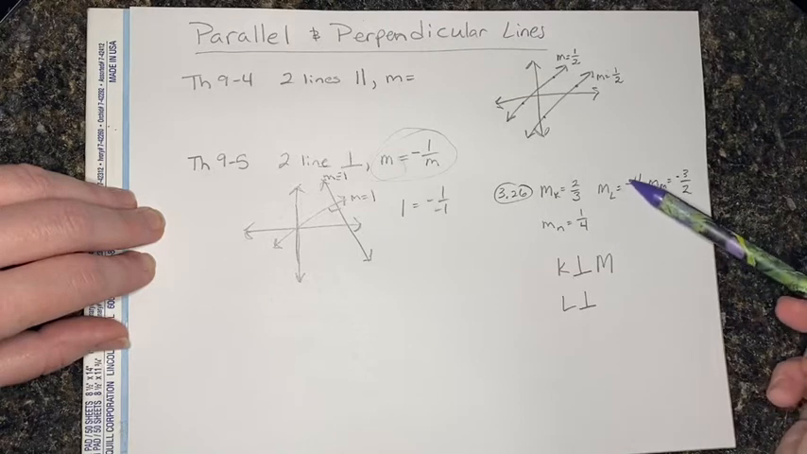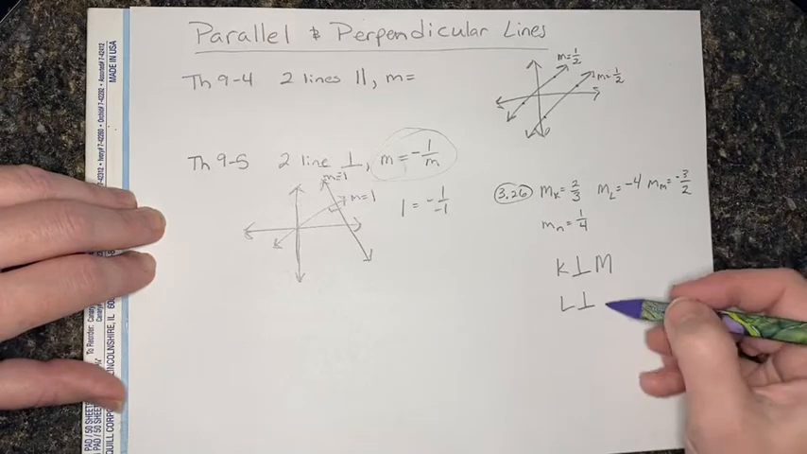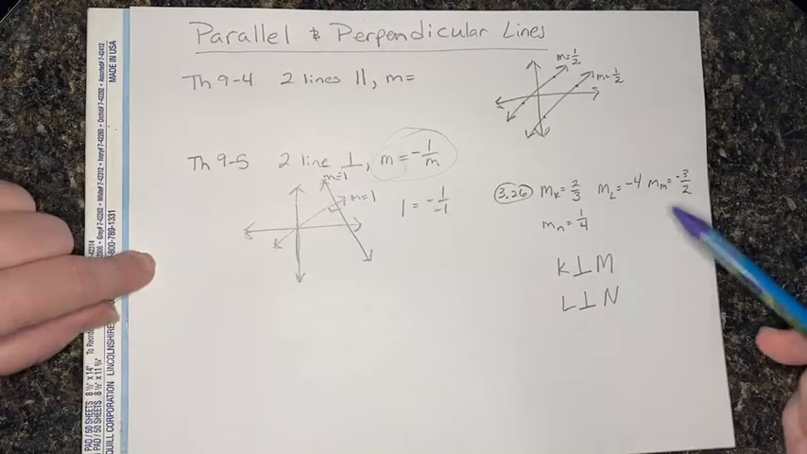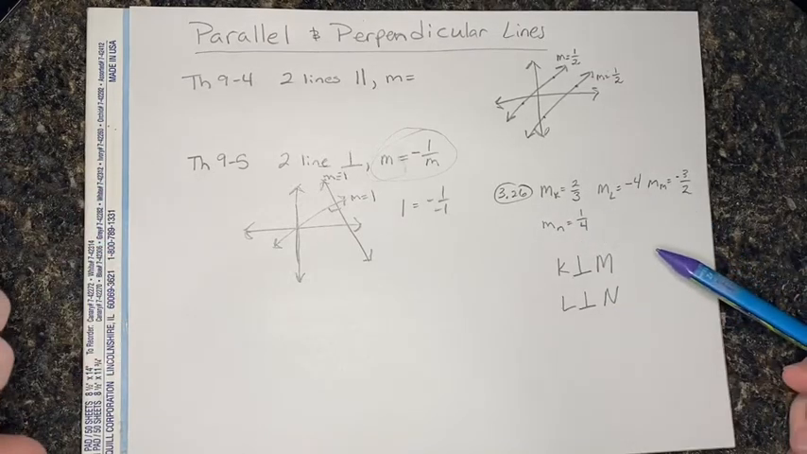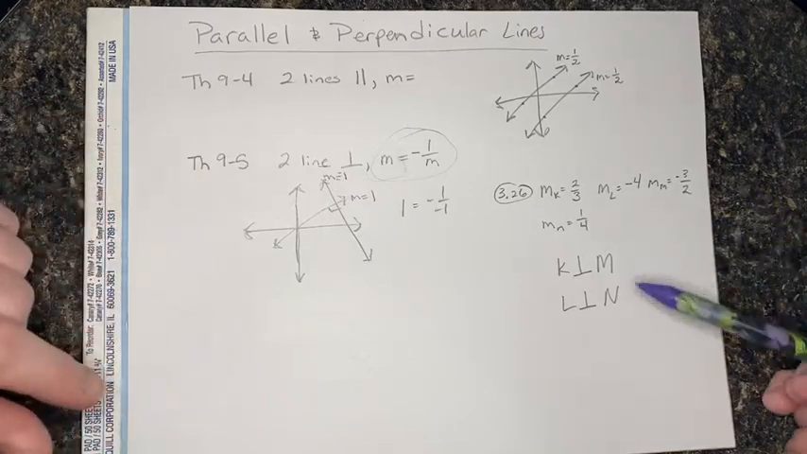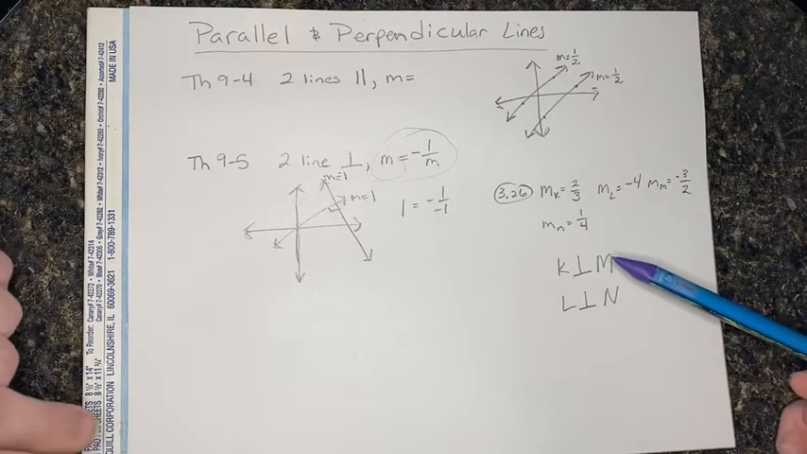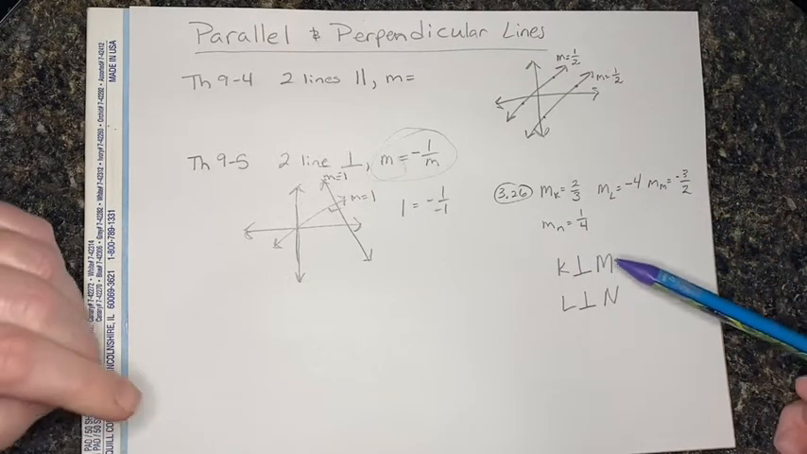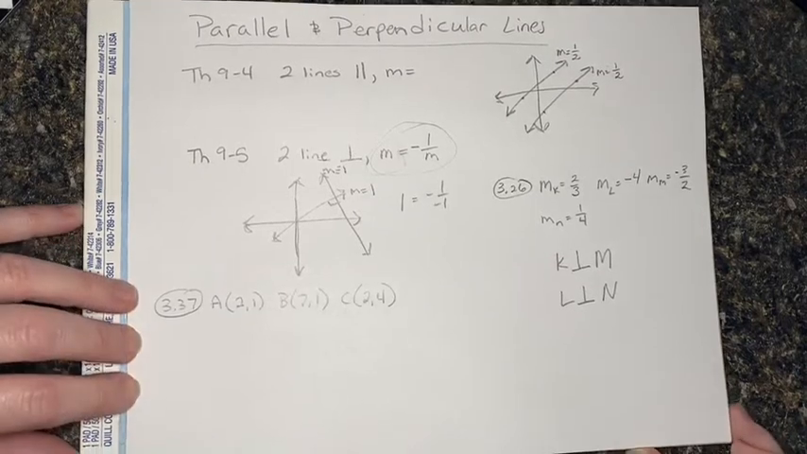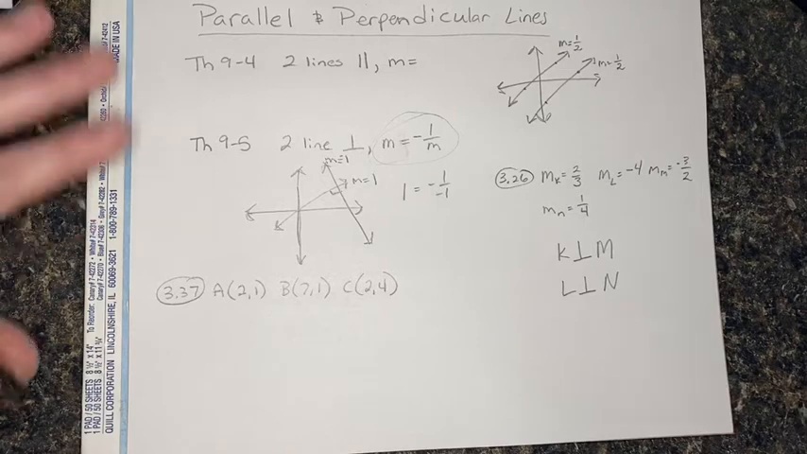And because we need the opposite, here we have a negative and here we have a positive. So line L and line N are perpendicular to each other. Okay? For the rest of this section, they're going to ask you these kinds of questions. You're going to need to find the slopes in most of them and determine whether or not these lines are perpendicular or parallel.